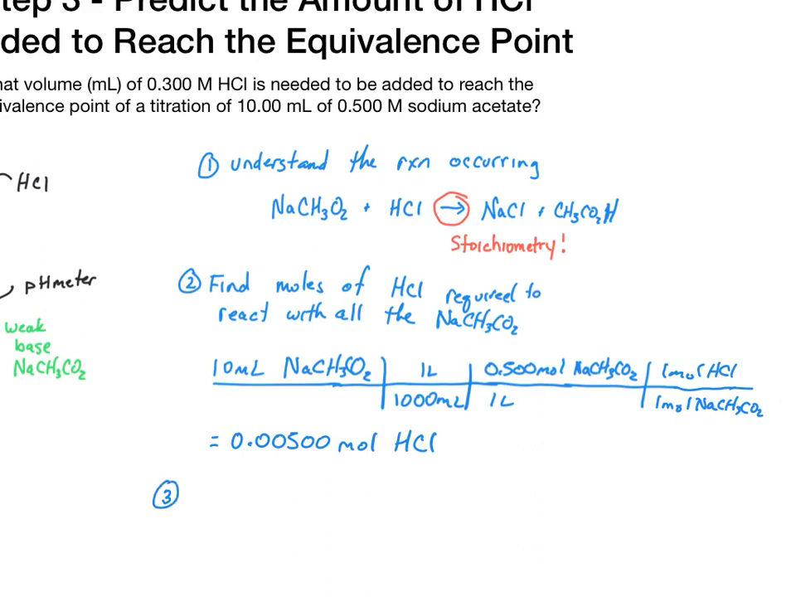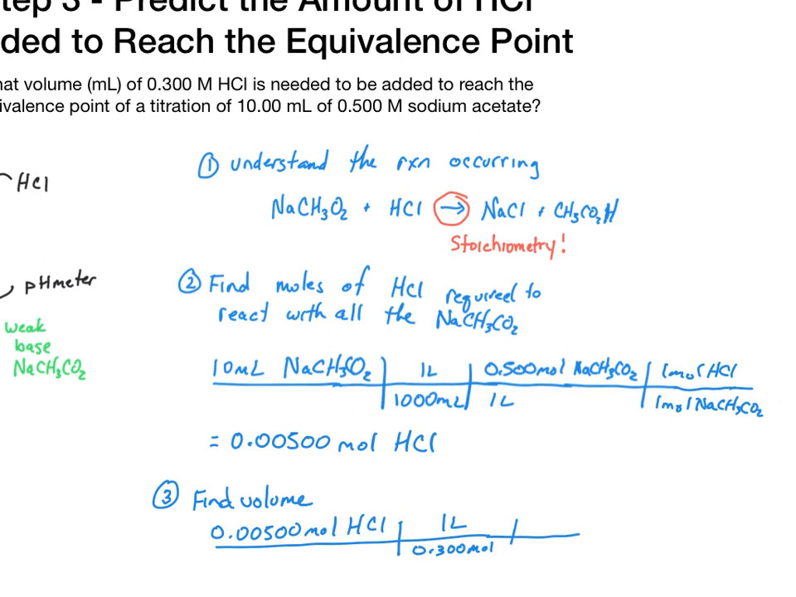And so now, using these moles, I can find volume. I have 0.00500 moles of HCl, and I know the concentration of the HCl is 0.3 moles per liter. And I don't like my answers in liters. I like my answers in milliliters. So I'm going to do that conversion, and I find that it requires 16.67 milliliters of HCl to reach the equivalence point.